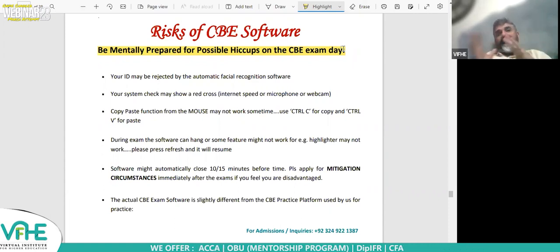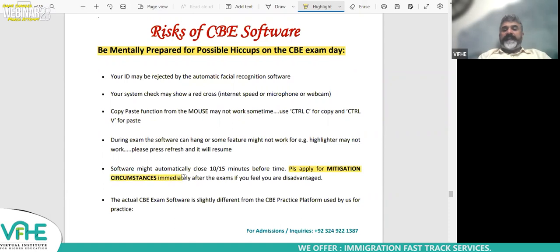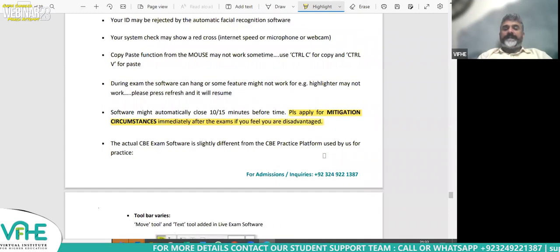Sometimes there are copy-pasting formatting issues. Nothing much can be done about it. Okay, it's a technology handicap. So if you feel that you were disadvantaged in any manner, then please apply for mitigating circumstances. On your My ACCA platform, there is an option of mitigating circumstances that you can immediately report and mention what the problem was. Okay.